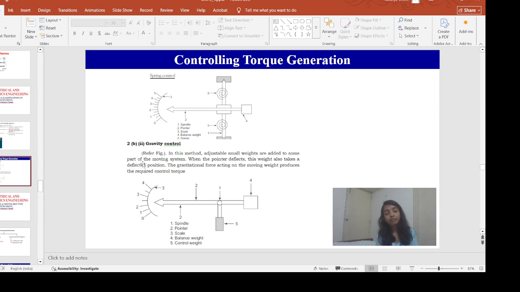There is another method we can generate the controlling torque, which is called the gravity control. In this gravity control method, we have a weight, the control weight, attached to this pointer. When the pointer deflects, this weight also takes the deflected position, and the gravitational force acting on this weight will produce the required control torque.